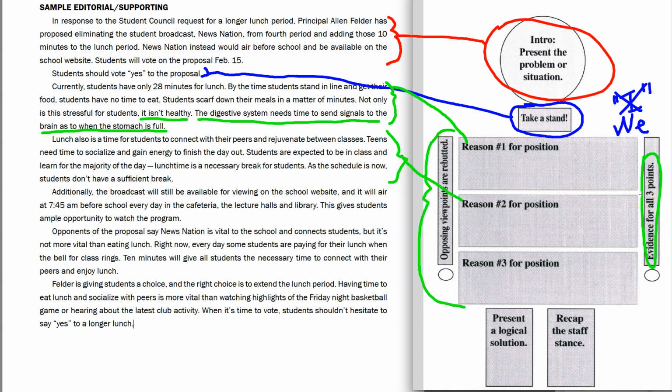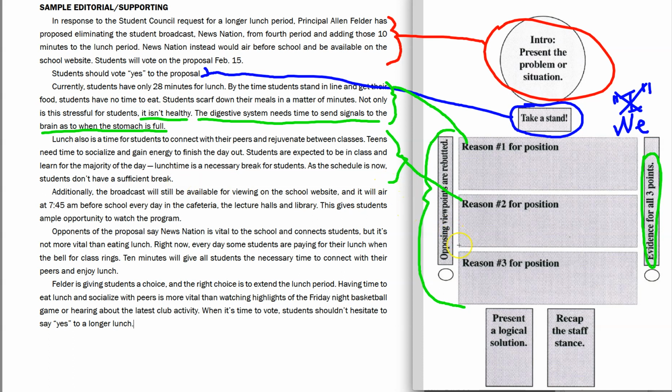It points to the current schedule and you know exactly that they don't have enough of a break and that students need that. Notice the length of these reasons and evidence. On this one, you've got 1, 2, 3 sentences. On this one, you've got 3 sentences. You do not need to go on and on and on with these reasons. Say it clearly, say it cleanly, say it powerfully, and get out.